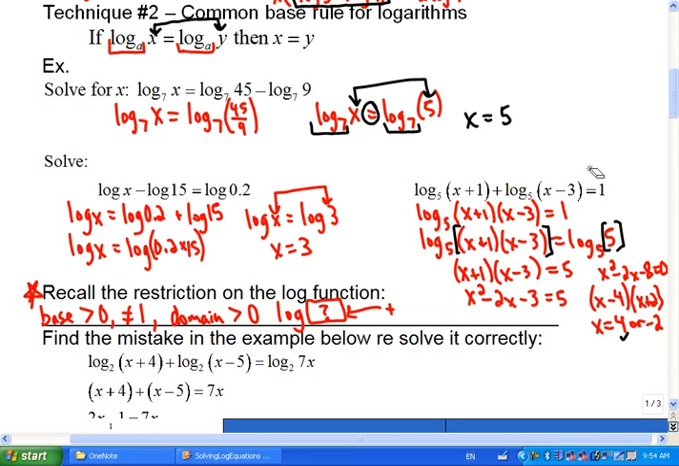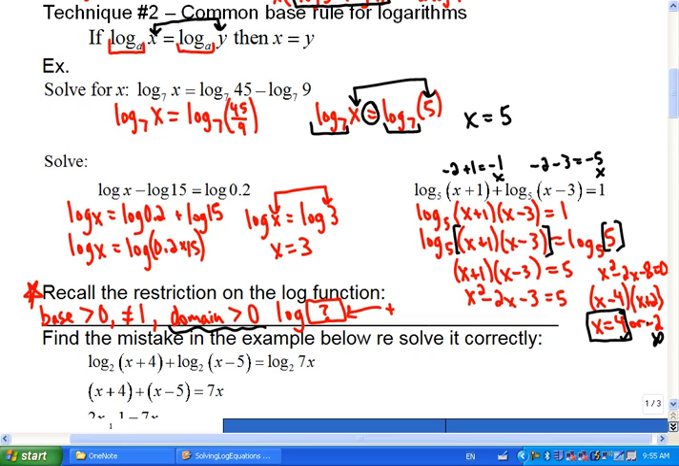But if I try this with negative 2, then negative 2 plus 1 is negative 1. Negative 2 minus 3 is negative 5. Neither of those work. If just one of them didn't work, the answer wouldn't work. So we have to reject that. The only one here that works as an answer is x equals 4. Otherwise, we violated this rule here that the domain is greater than 0.